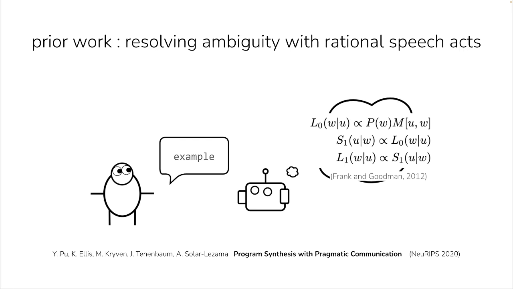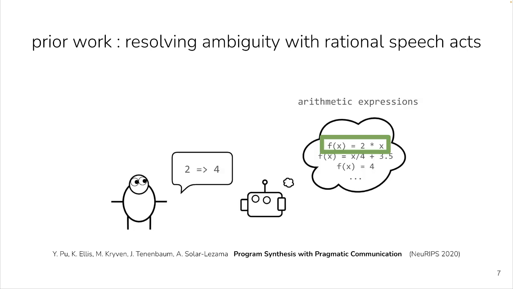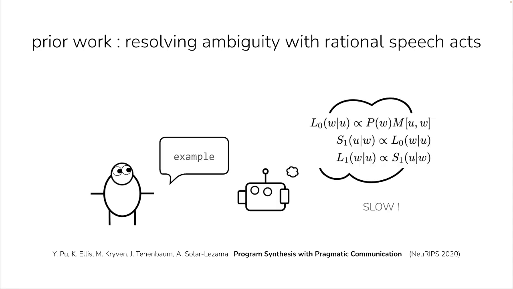Prior work has resolved ambiguity with rational speech acts. Rational speech acts by Frank and Goodman is a set of recursive Bayesian equations, and once you implement rational speech acts into a program synthesizer, you're going to end up with a program synthesizer that not only returns a program that is consistent with the example, but also more likely to be the one that the user has in mind.